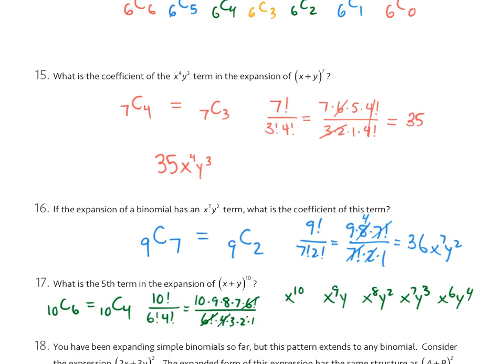and then 4 times 2 is 8, so those cancel out. 3 divides evenly into 9 3 times, so I'm left with 10 times 3 times 7. 3 times 7 is 21, and 21 times 10 is 210. So this is equal to 210. So the fifth term would be 210 x to the sixth, y to the fourth.